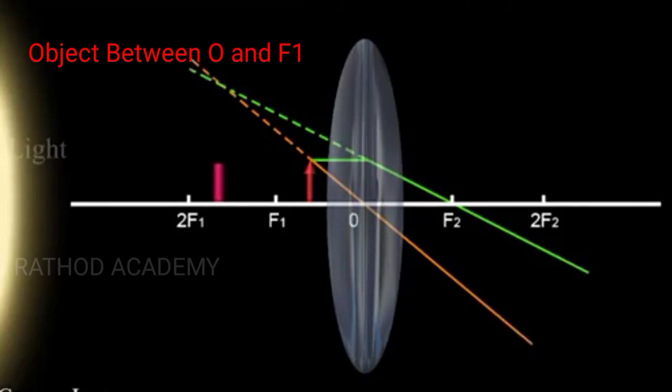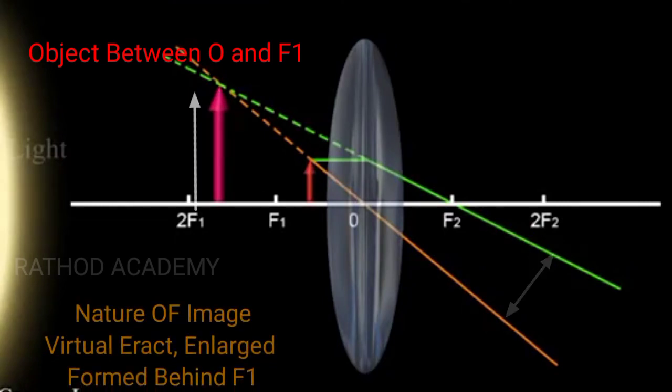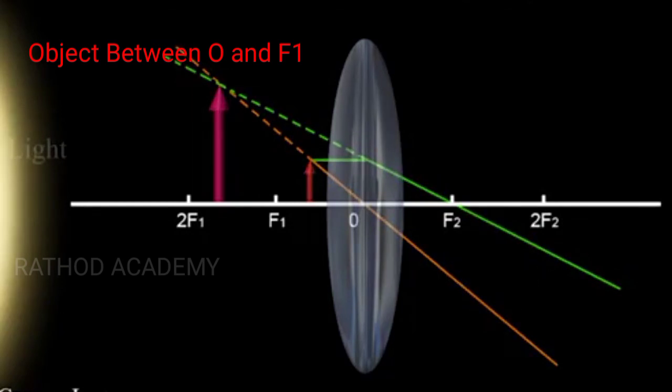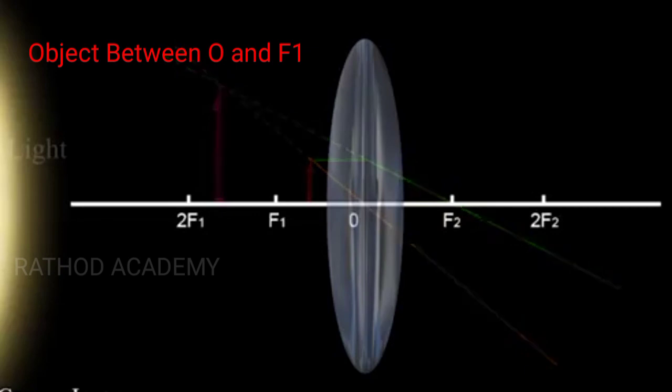We will find these are two diverging rays, so they never meet anywhere. That's the reason we have to extend them back. After extending back, the image is formed on the same side as the object, which is virtual, enlarged, meaning larger than the size of the object, and formed behind the object, further than f1. So this will be the nature of the image.